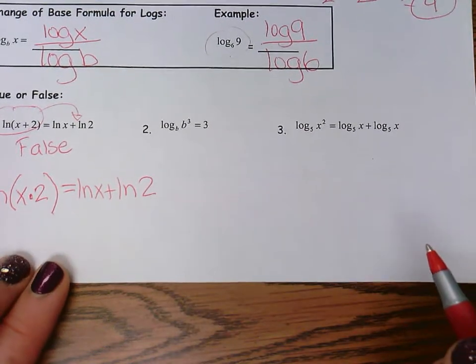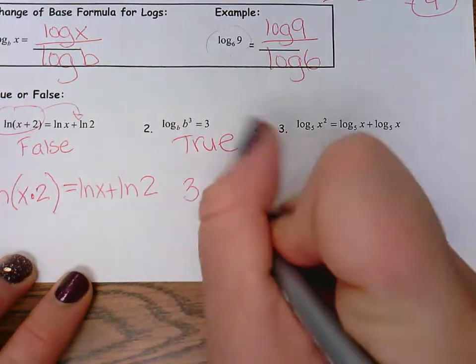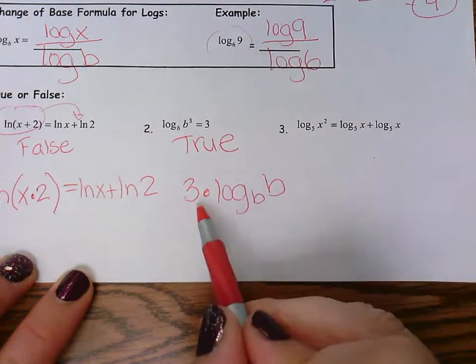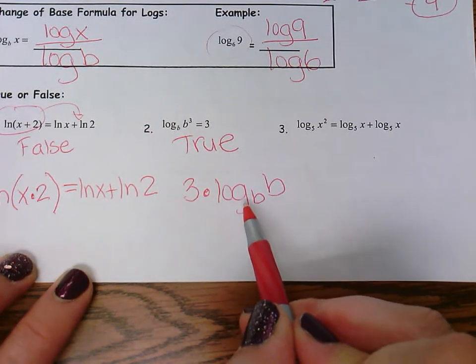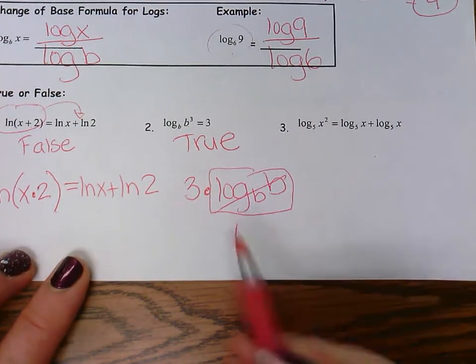True or false? It actually is true. If you went through the power step, now you've got 3 times the log base b of b, and we already said that the log base b of b is 1, and 3 times 1 is 3.